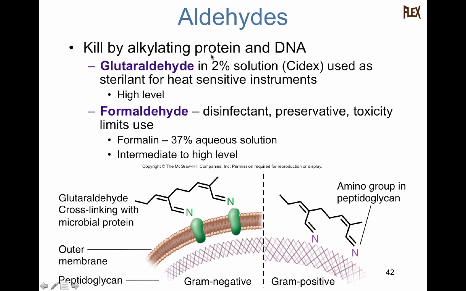These work by alkylating protein and DNA. Glutaraldehyde and formaldehyde are examples. Glutaraldehyde, at low concentration, is very effective, and it's a high-level germicide. Formaldehyde as well, intermediate to high, usually in 37% solution, and it is termed a disinfectant, also a preservative, but its toxicity limits its use.